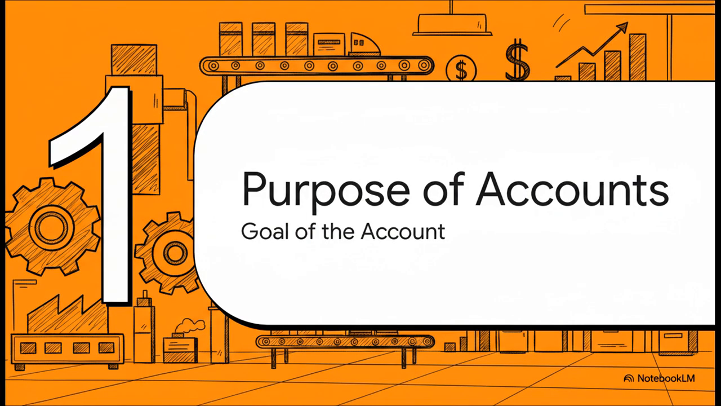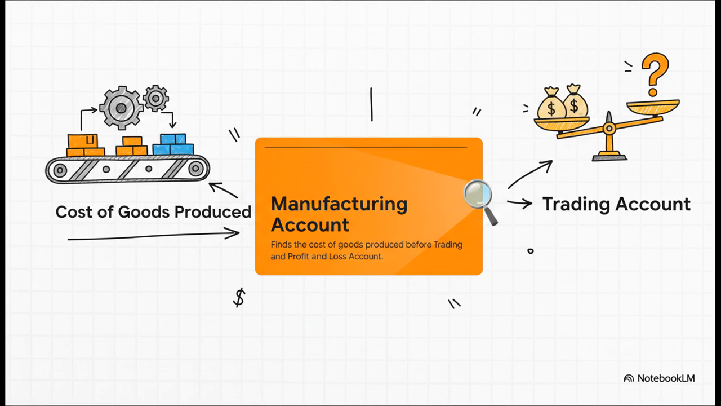Section 1. The purpose of manufacturing accounts. Let's look at the ultimate goal here. Any manufacturing business prepares this account right before they even touch the trading and profit and loss account. The entire goal, the whole reason we do this, is to find that final balancing figure, which is the cost of goods produced during an accounting period. That number is then transferred over to the trading account to help determine your gross profit.